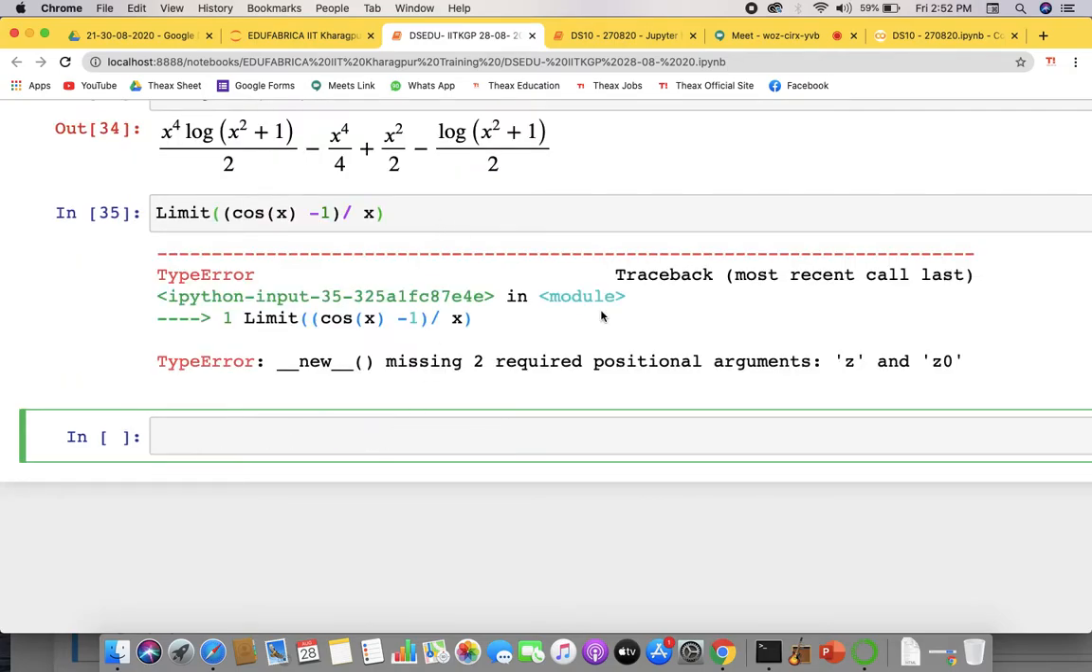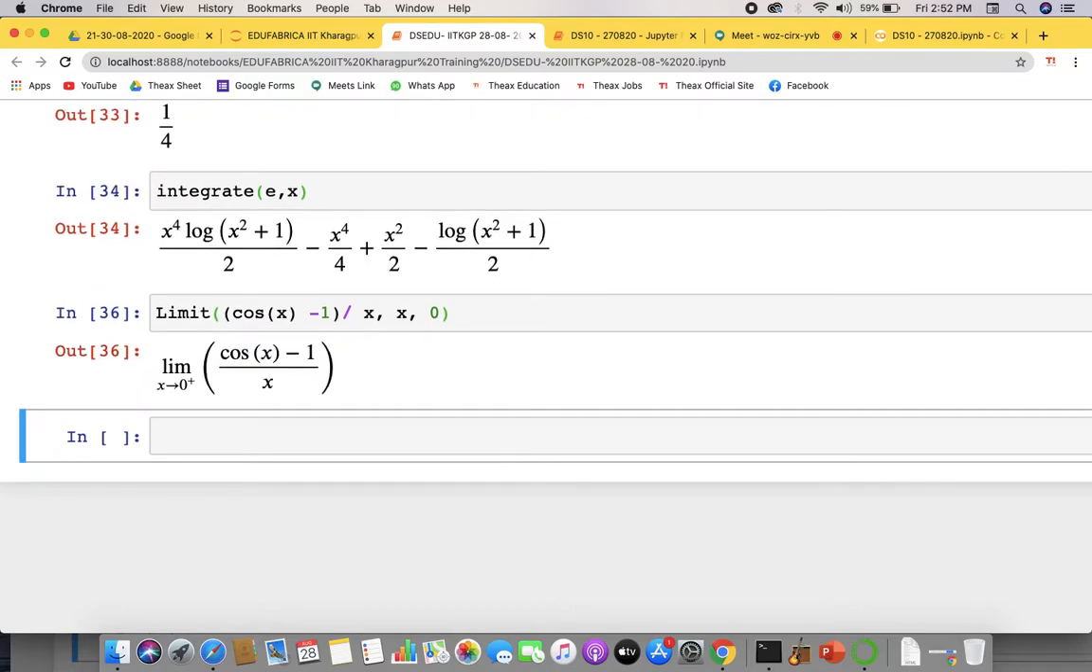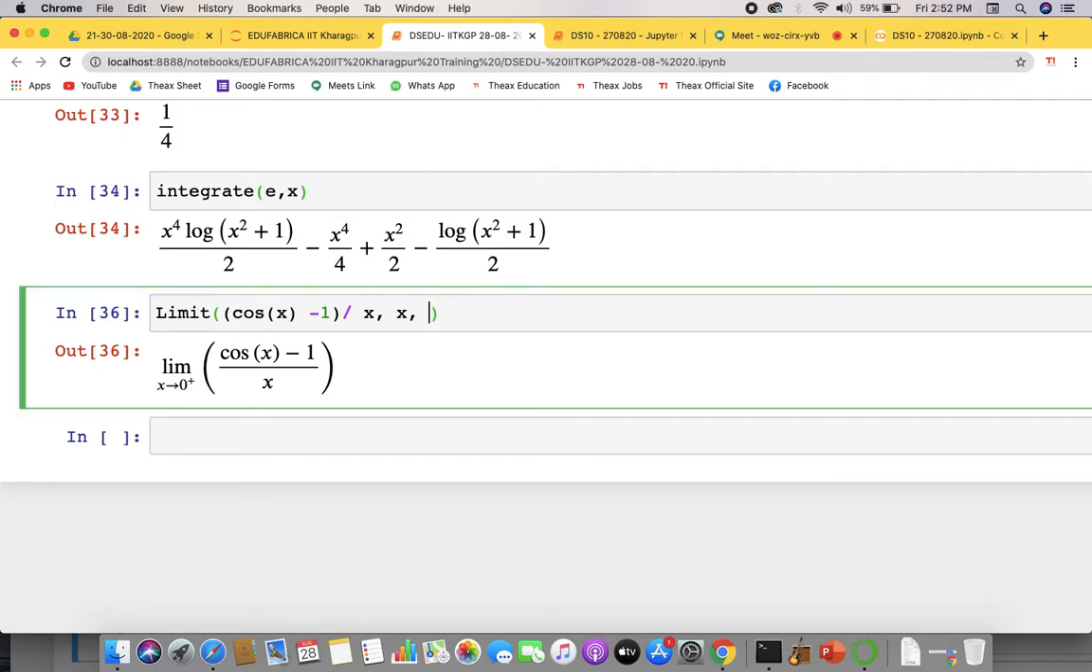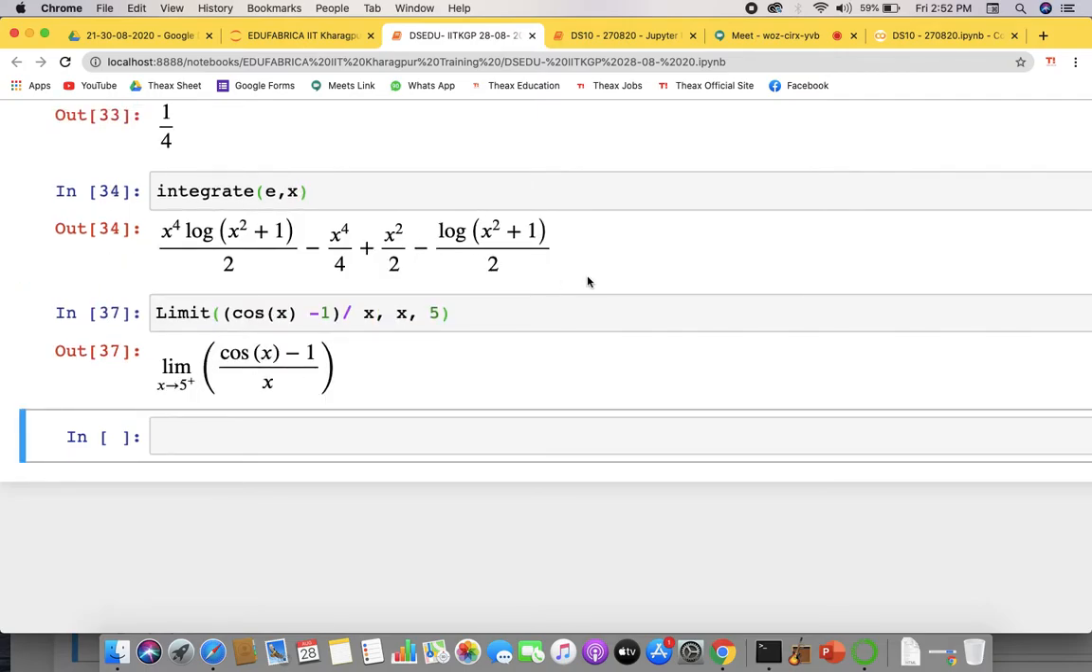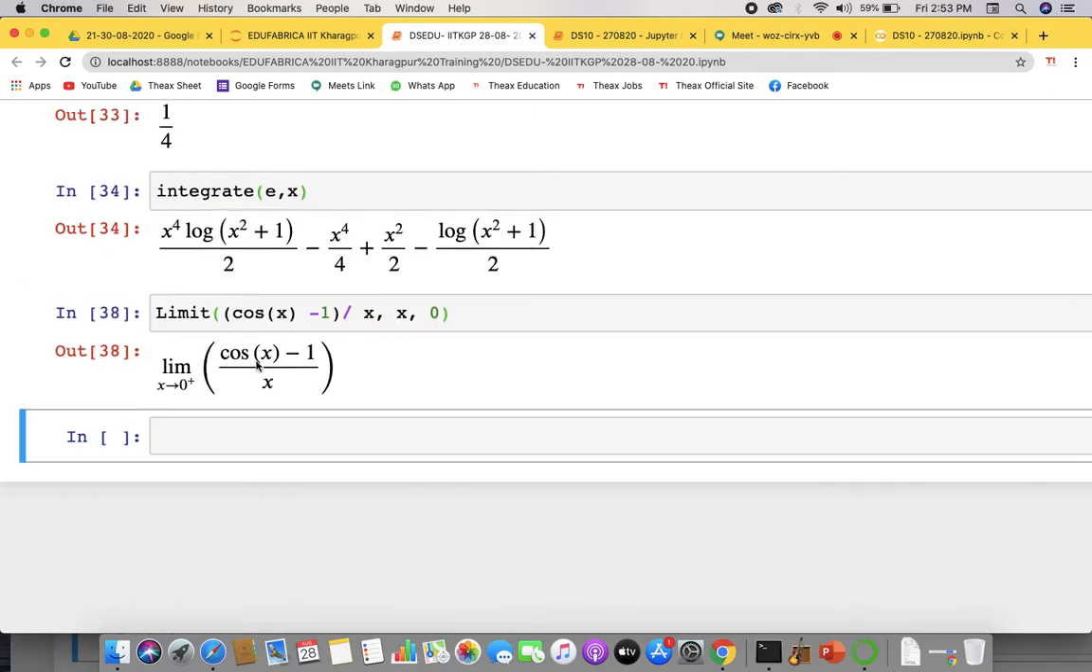Okay, so two parameters are missing, right? Okay, so what can be the parameters? That is with x tending to 0. So the limit of x tending to 0 of cos x minus 1 by x. Okay, so right, however you want to express your equations, accordingly you can write the things.